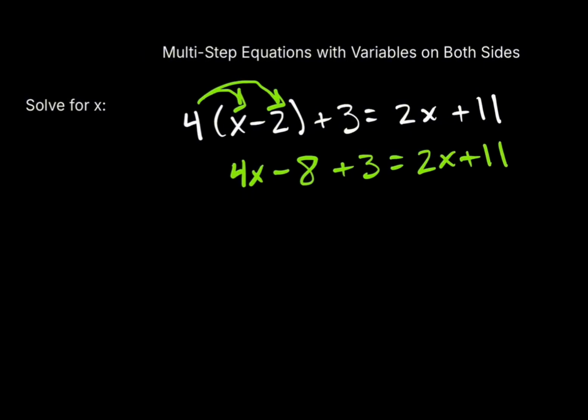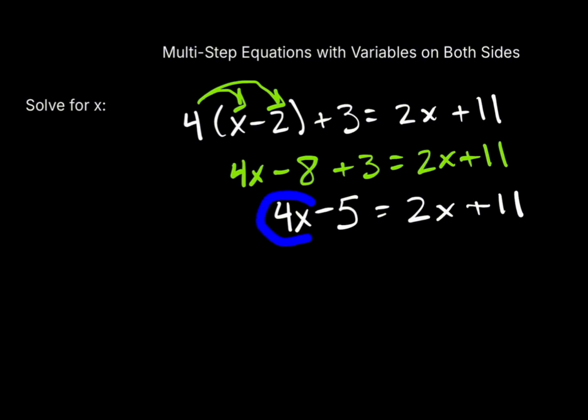Now that I've simplified both sides, I can start combining like terms. So I see that I have a -8 and a +3, so I can combine that, and that's going to equal a -5. Now I'm still going to have my 4x here, and I'm going to bring down the rest of my equation, keep myself organized.